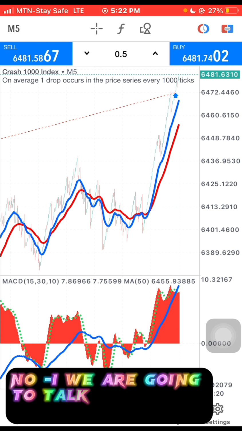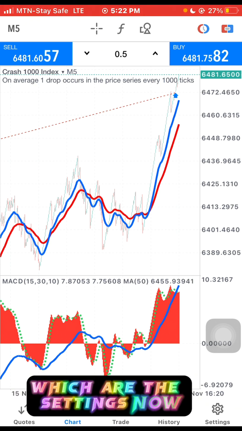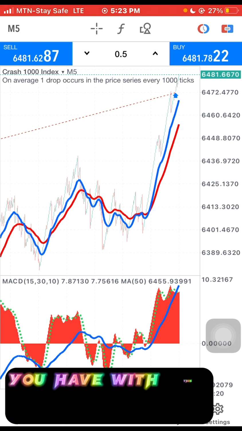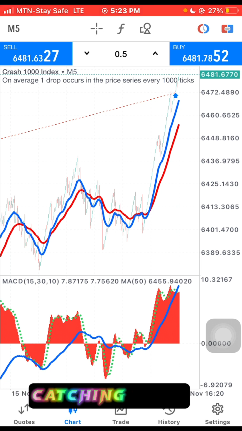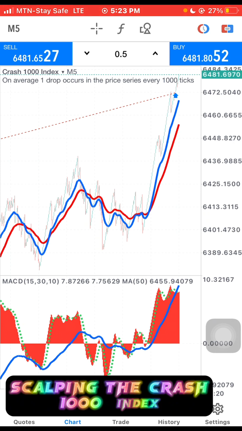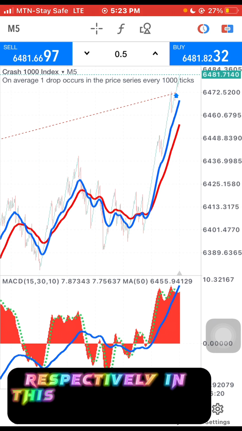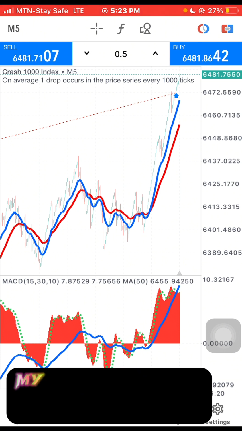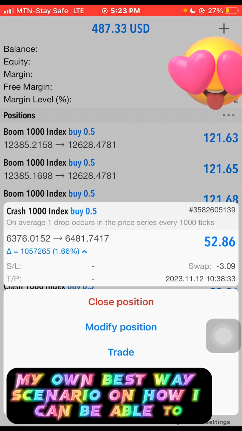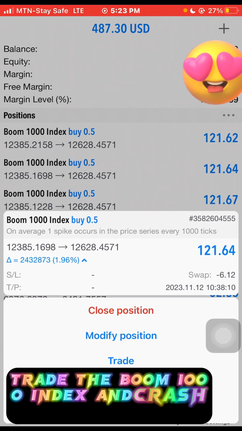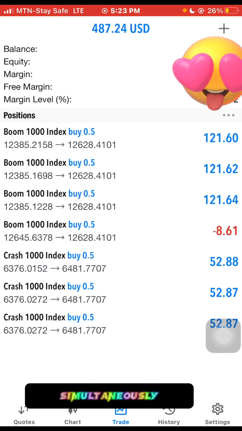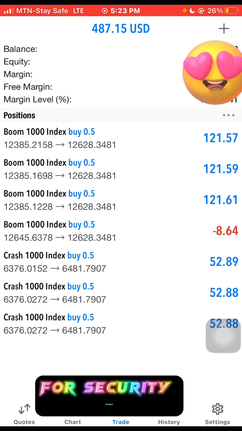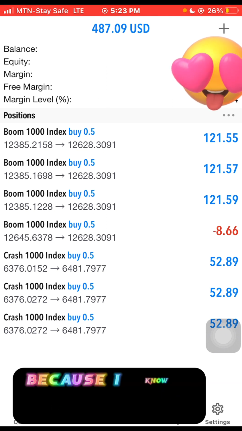Number one, we are going to talk about the settings for the strategy. Number two, we are going to talk about the scenarios you have with this two-trade strategy, catching spikes and scalping the Crash 1000 index respectively. And lastly, I'll give you a bonus tip where I show you my own best scenario on how I trade the Boom 1000 index and Crash 1000 index simultaneously, with the same profit gapping.